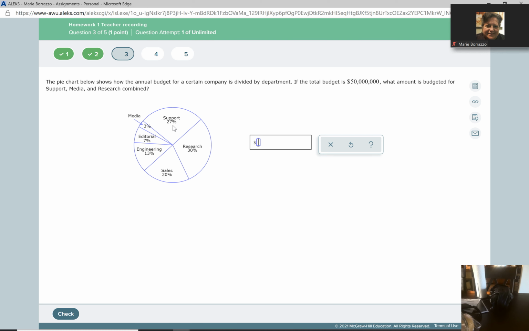So support, I have 27%, and write that down on your paper. Media, we have a little 3%. So that's a total of 30% so far. And now we add the other 30%, which is research. So I have a total of 60%. They want to know what is 60% of 50 million.